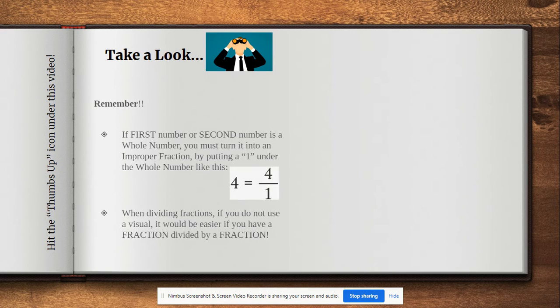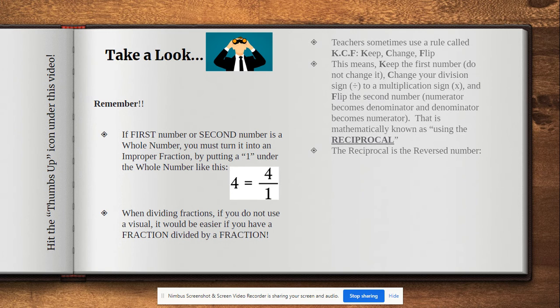All right. So remember this. If the first number or the second number is a whole number, you must turn it into an improper fraction by putting a, good job, a 1 under it, like so. So 4 would then equal 4 over 1. When dividing fractions, if you do not use a visual, it'll be easier if you have a fraction divided by a fraction. You need to have a fraction there. Okay? And don't forget the rule as stated. Teachers sometimes use the rule keep, change, flip, right? They may call it something else, but knowing that you leave the first number, change your sign, and then you find the reciprocal of the second number.